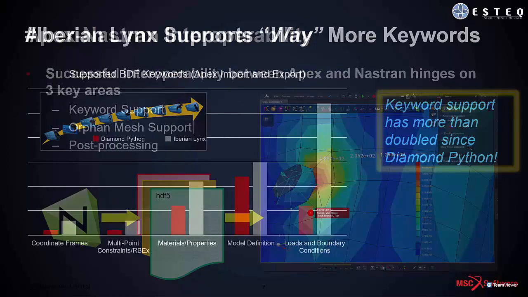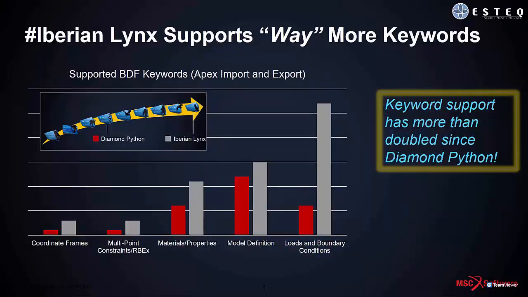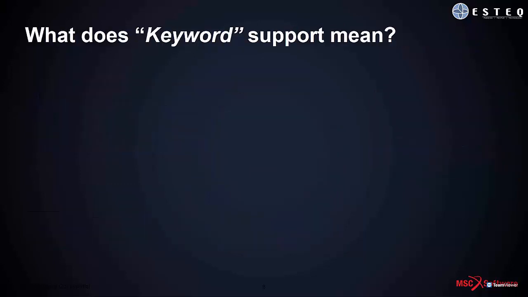So over the past few releases, they've steadily increased the number of keywords in Nastran that is supported through Apex, specifically for importing and exporting. But there's been a major shift since the last release for Iberian Lynx to support much more of Nastran, so you will see a dramatic increase at this stage.